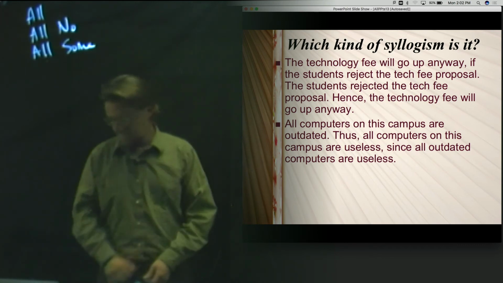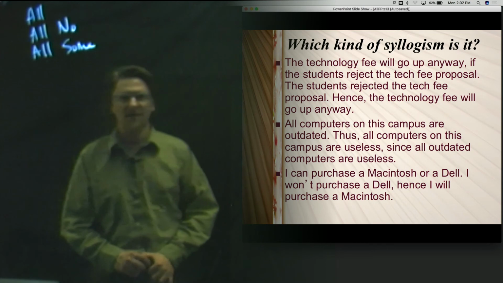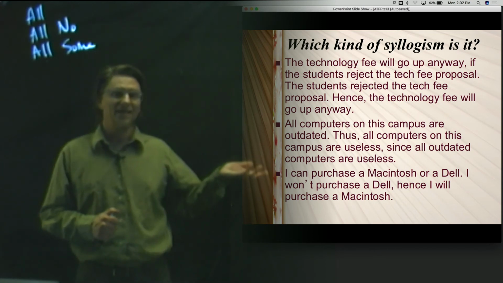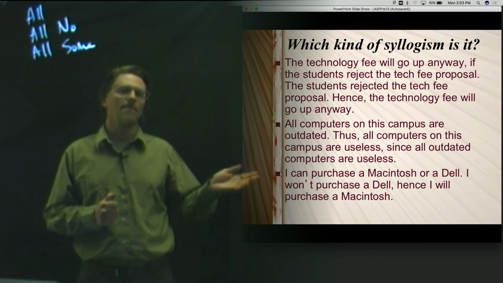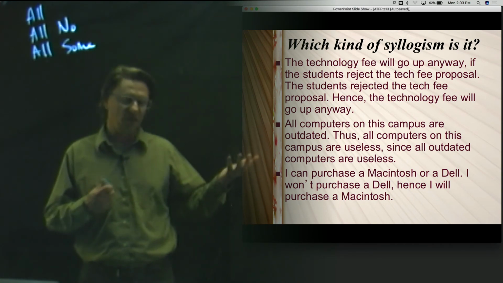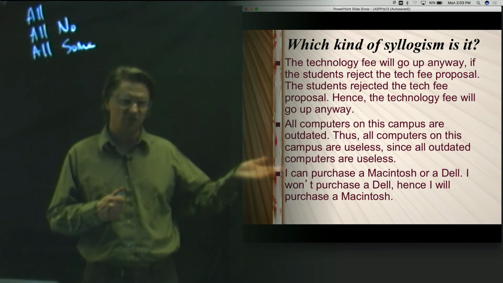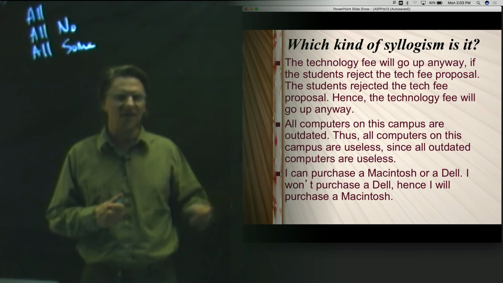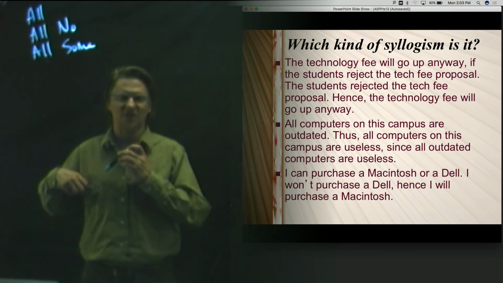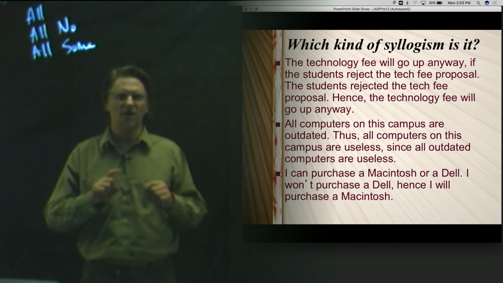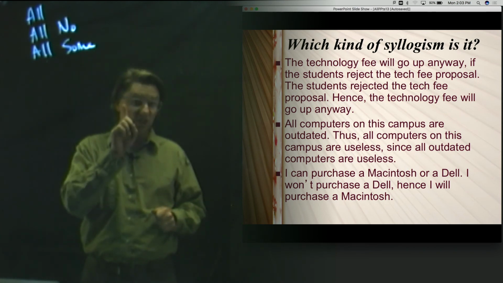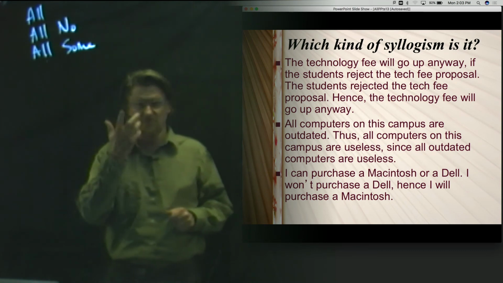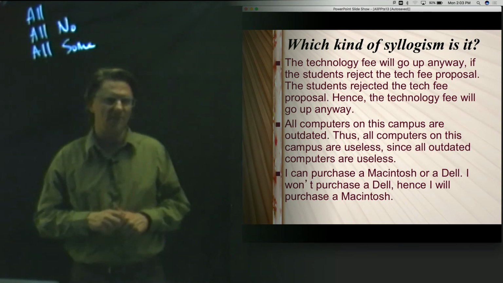So we have one more kind of syllogism, and of course that would be a disjunctive syllogism. And so in this case, we have, I can purchase a Macintosh or a Dell, I won't purchase a Dell, hence I will purchase a Macintosh. And so in other words, what's going on is you have two options, and you're taking away one of them, which guarantees that the other one must be the conclusion, or the one viable option there, right?